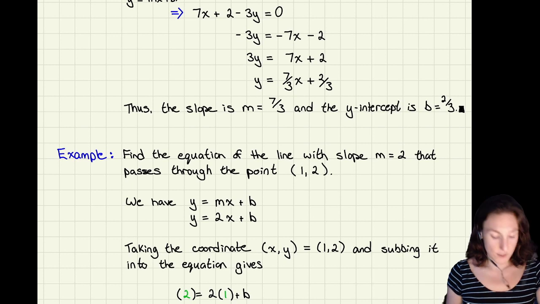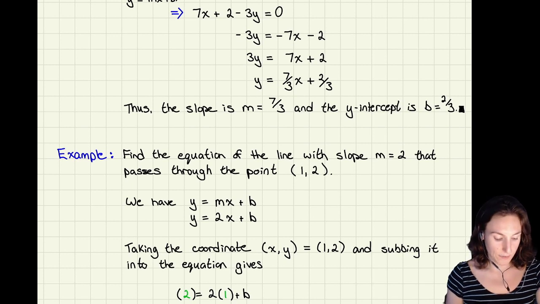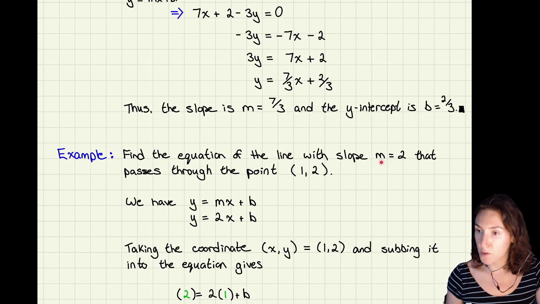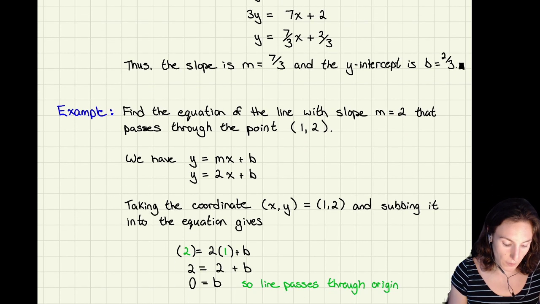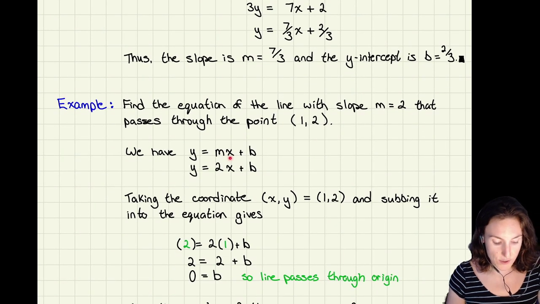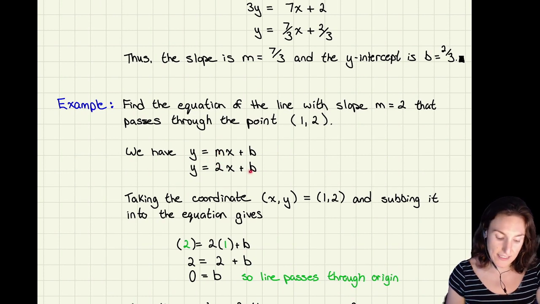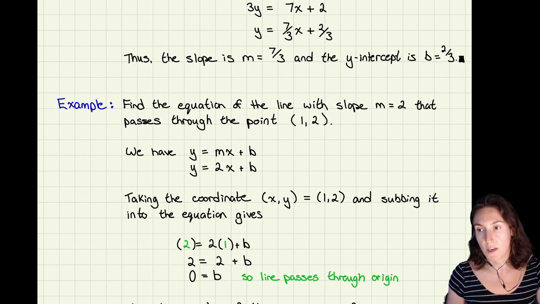Okay, let's do another problem. Slightly different this time. Find the equation of a line with slope 2. So I'm told what my slope is. And I know that it passes through the point 1, 2. So I need an equation y is equal to mx plus b, and I already know that I can put my 2 in here for my m, but I still do not know what b is.